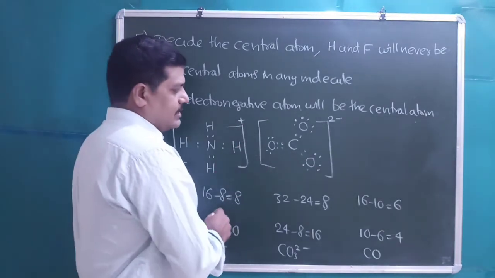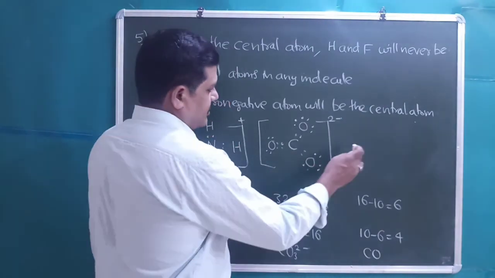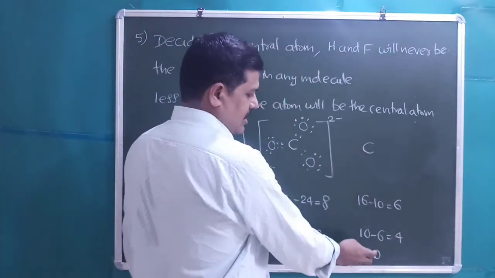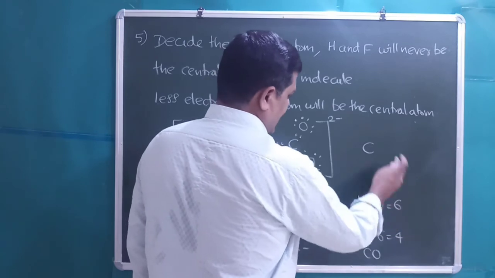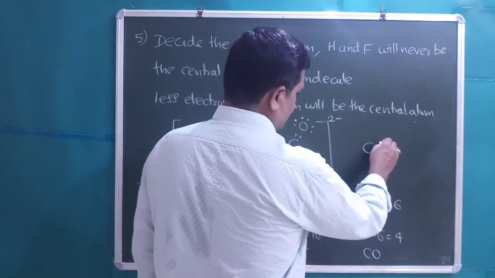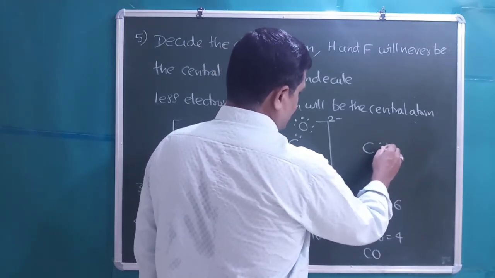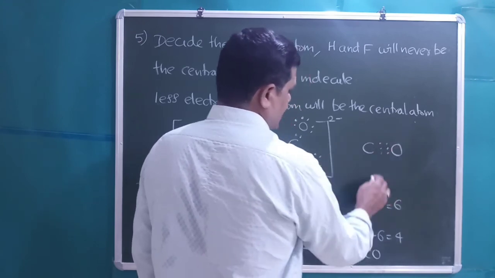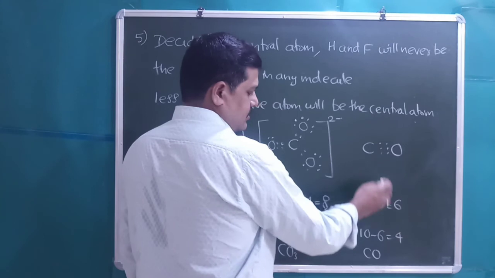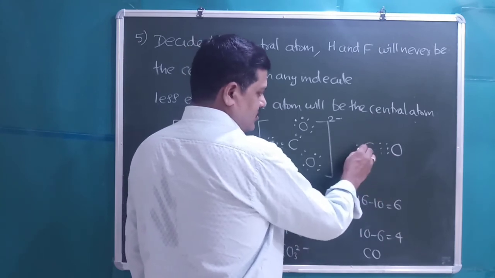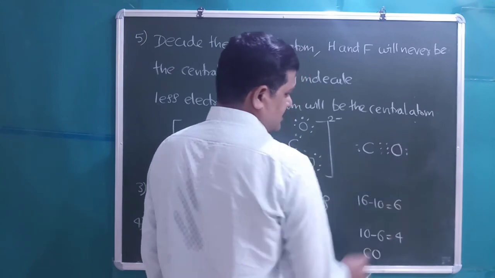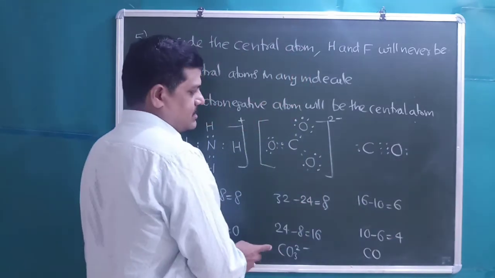Then for CO, only 2 atoms are there, and 6 shared electrons are there, which means there is a triple bond between the 2 atoms. For each atom to complete its octet, 2 more electrons are required. 2 unshared electrons we can put like this, right? The octet of each atom is completed.